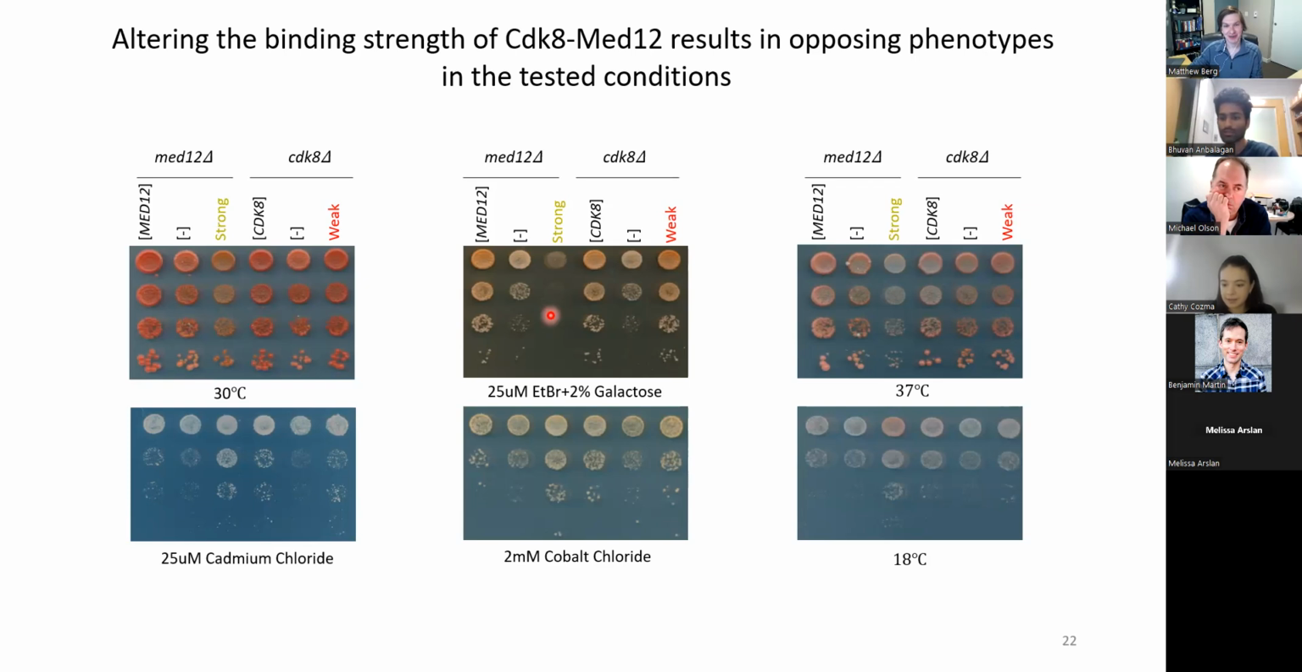Yeah, I had a question. Does the human CDK8 complement the yeast deletion, or do you need to replace more subunits of mediator before you can get complementation?